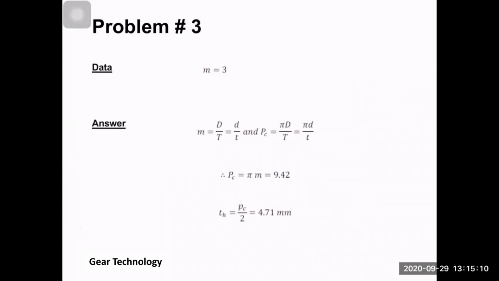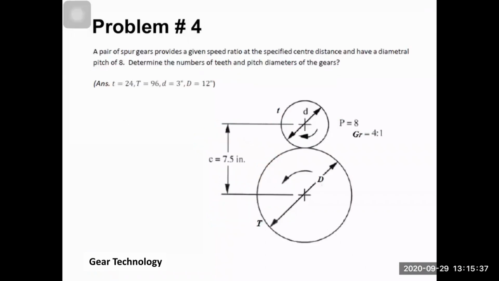So the module is 3, and then the answer is as follows. We know that the module is capital D over capital T, or small d over small t, and then the circular pitch is pi D over T, or pi small d over small t. And then we know that the circular pitch is equal to pi multiplied by the module, which is 9.42, because the module is given as 3. Then the thickness of the tooth is equal to the circular pitch divided by 2, which is going to be 4.7. Okay, good. So next problem.